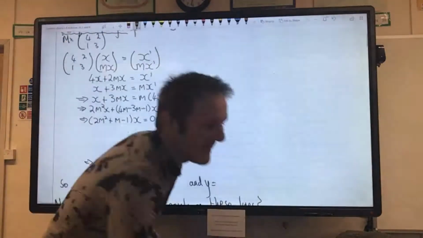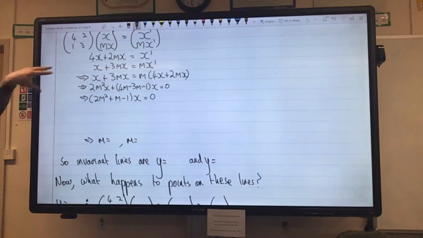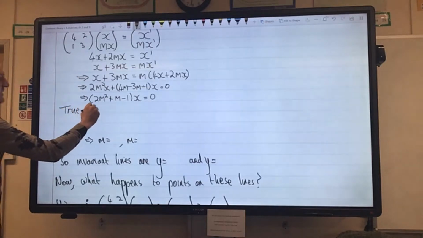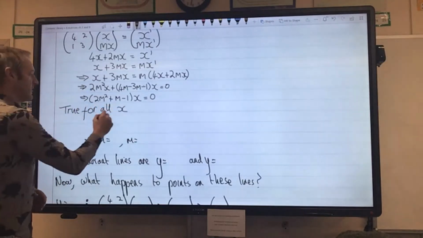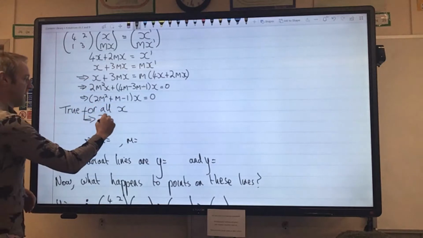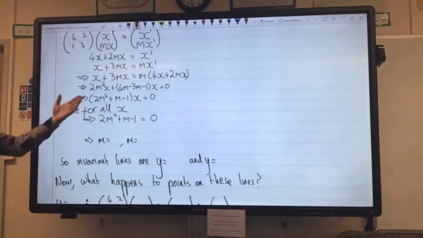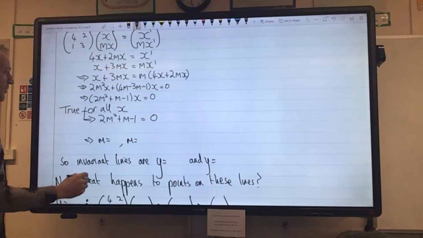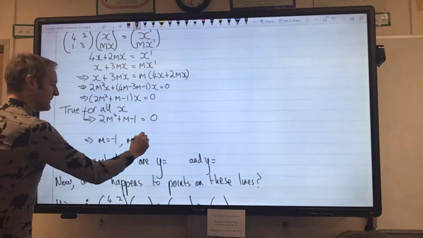So one bit of reasoning here, there's my working. I had a strange line here, don't worry about that line. It's not wrong, but it's not that informative. It is true for all x. So you've got to think about this, we're not solving to find x, it's an identity true for all x, which means we can say that 2m squared plus n minus 1 equals 0. We don't want to say or x equals 0 because we're looking for the gradient that makes it true for all x. And that gives us m equals minus 1 or half, was it, Joe?